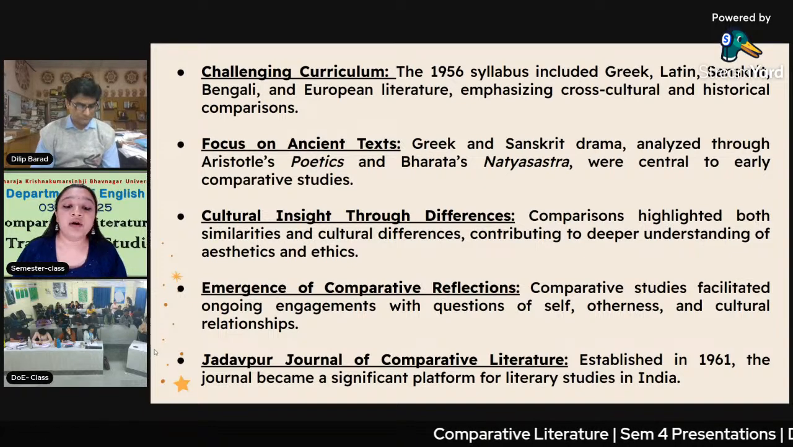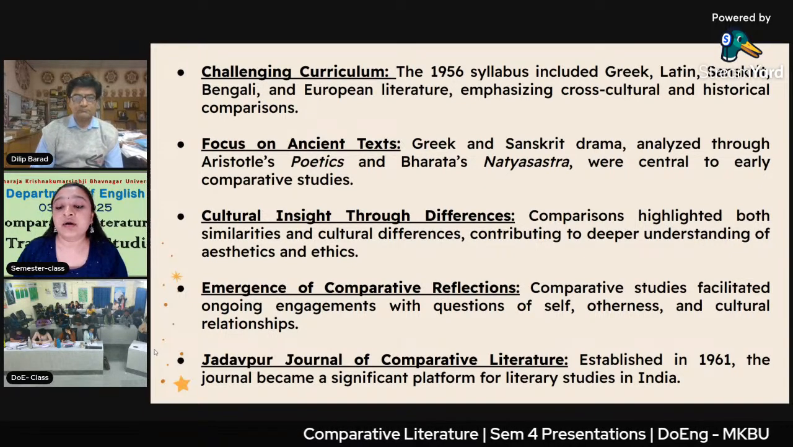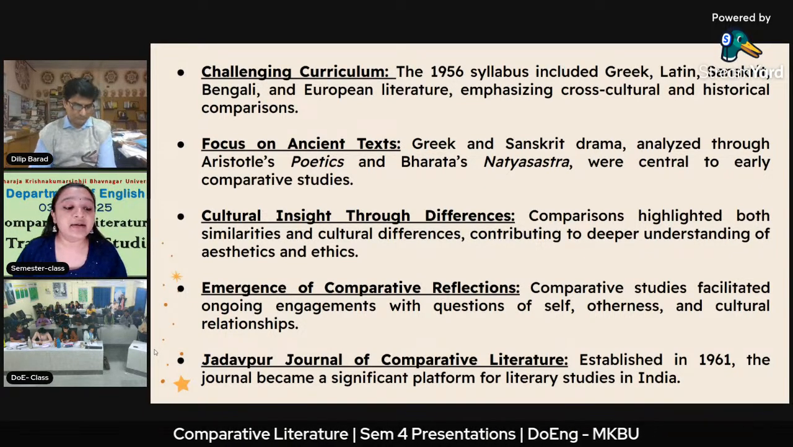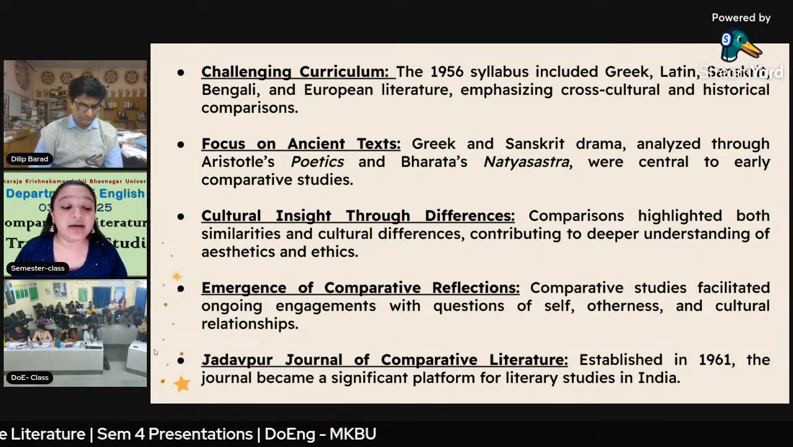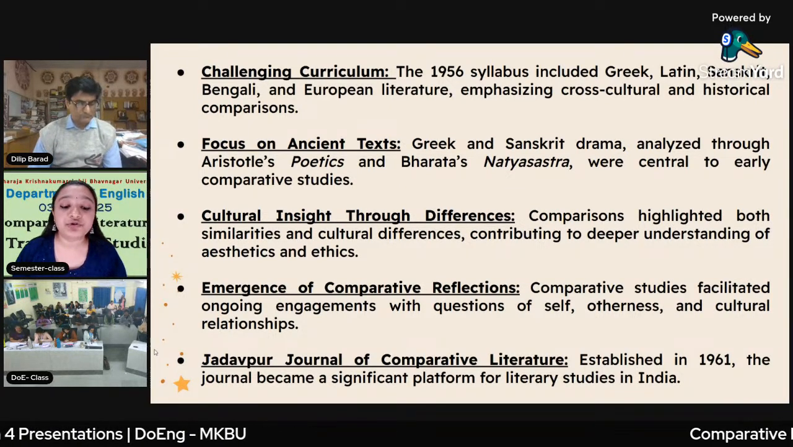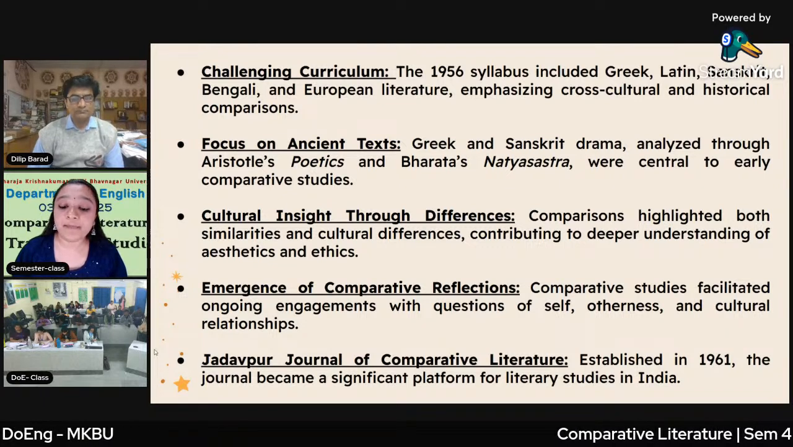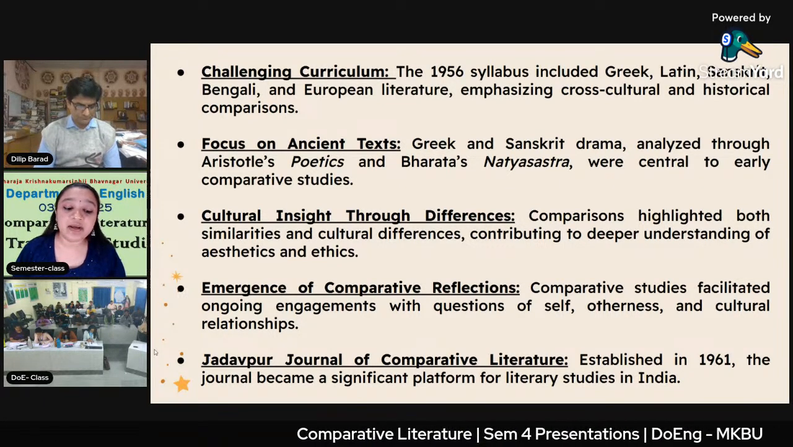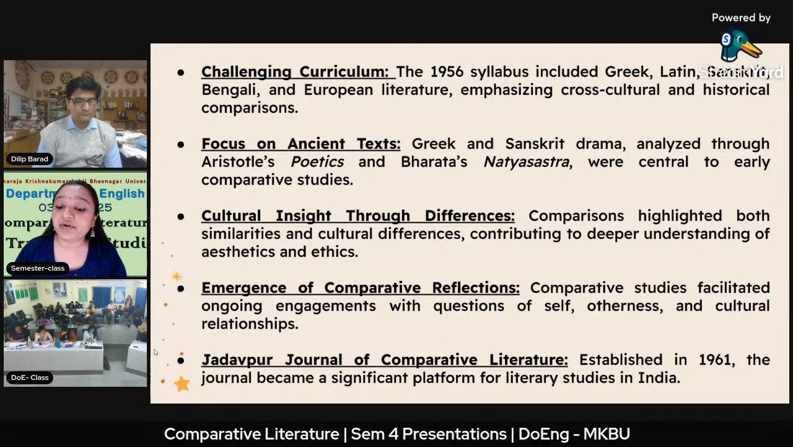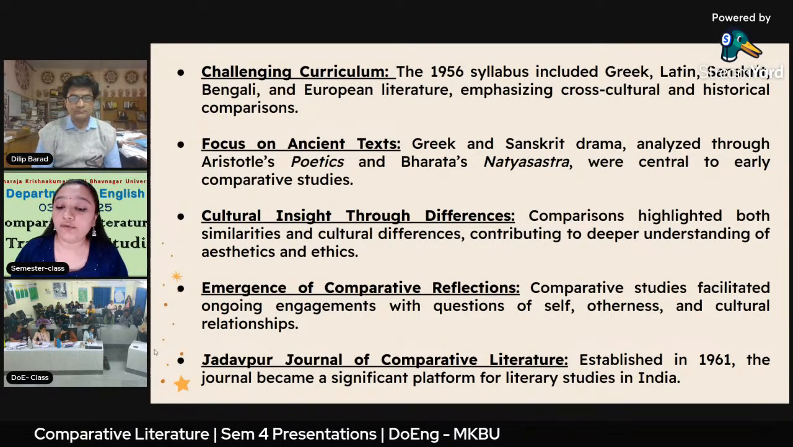Emergence of comparative reflection: comparative study facilitates ongoing engagement with questions of self, otherness, and cultural relationships. The Jadavpur Journal of Comparative Literature, established in 1961, became a significant platform for literary studies all over India.